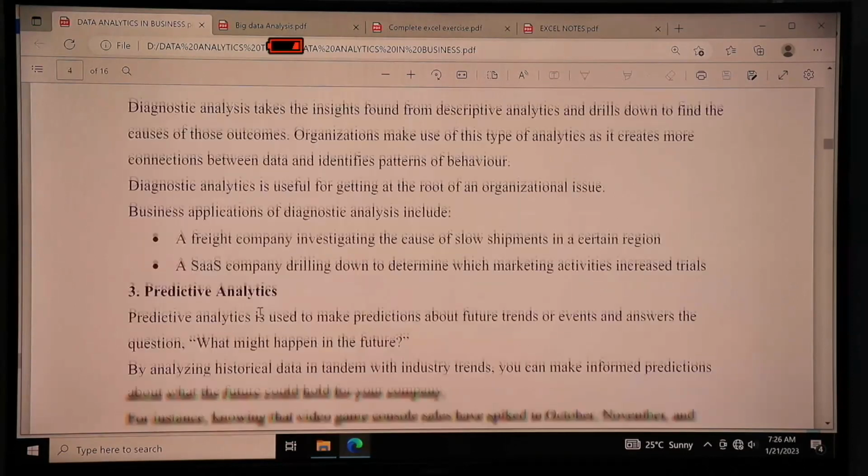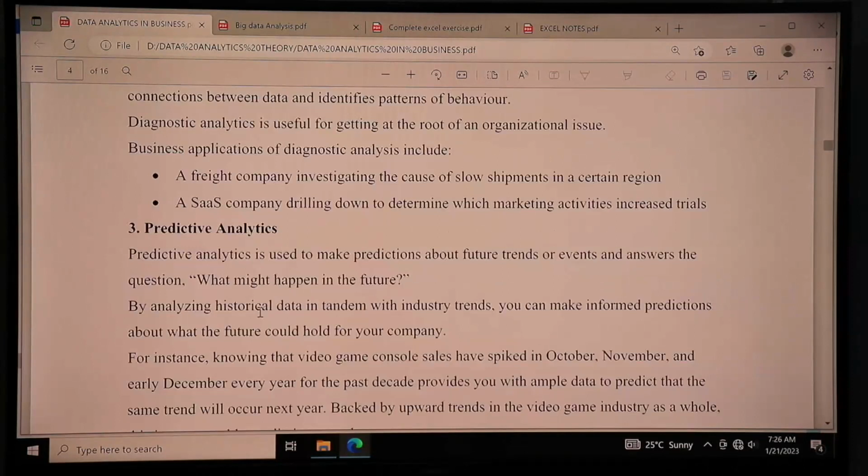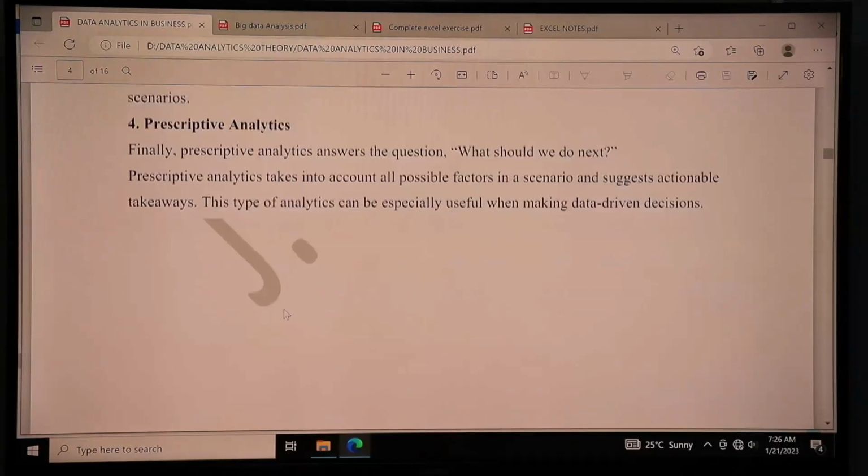Someone is asking about the notes. I'm sending those notes in the same group I've mentioned. So you can go through them later.